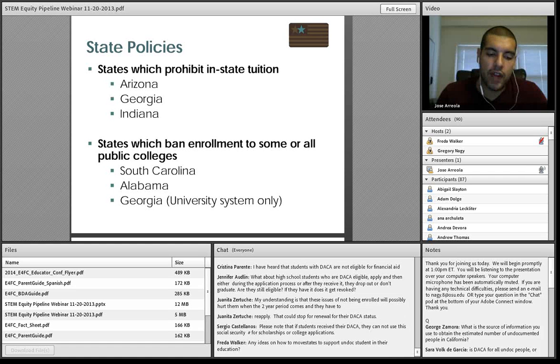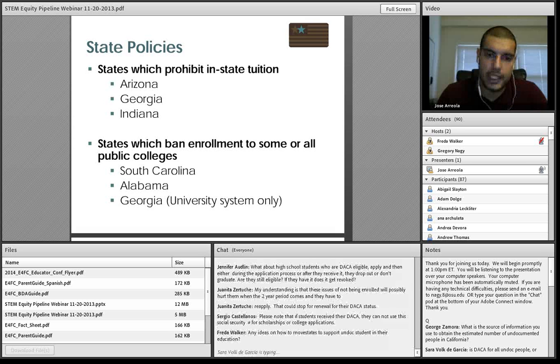They have put together bans, so undocumented folks are not able to enroll in any public institution of higher education in the state. And then in Georgia, it's only the university system, so the top 5 public institutions where undocumented folks are not able to enroll.